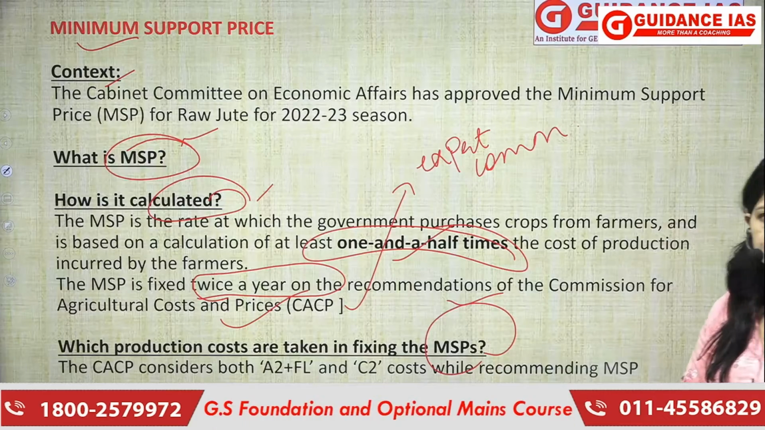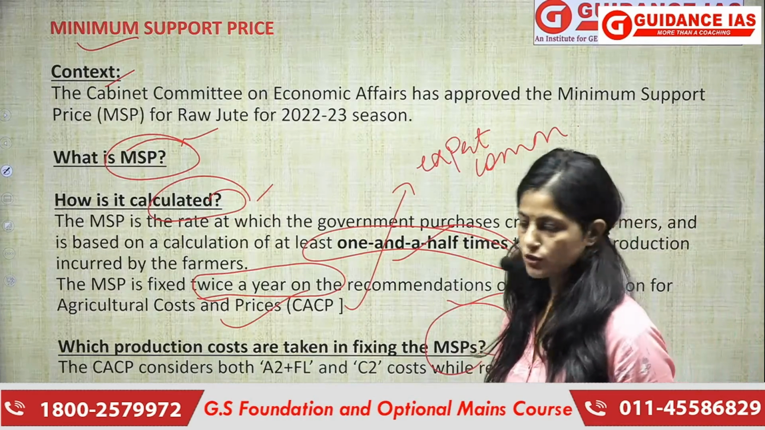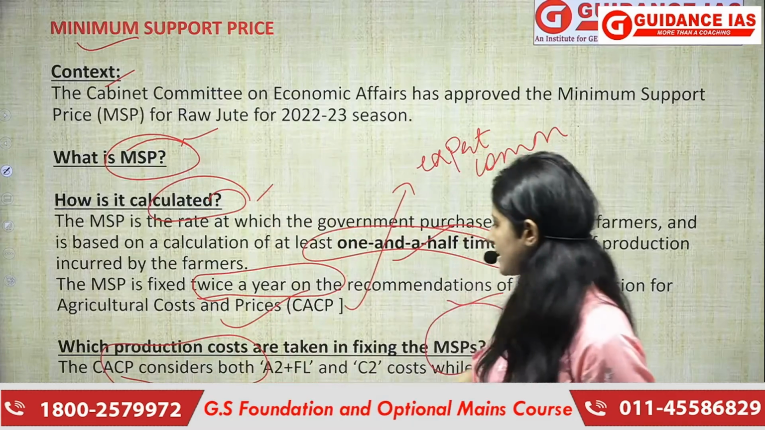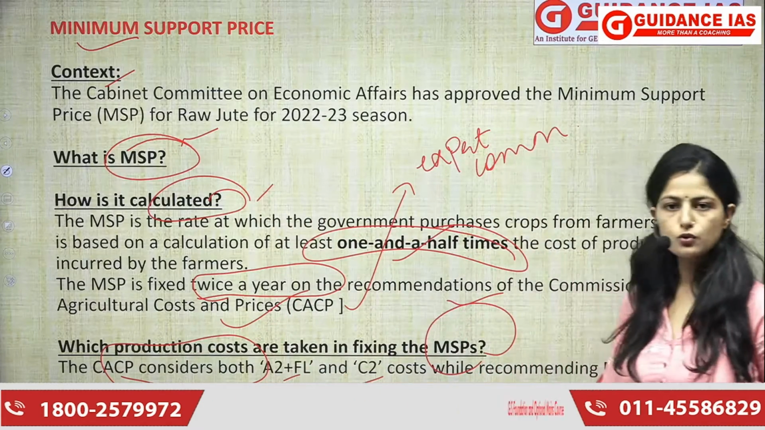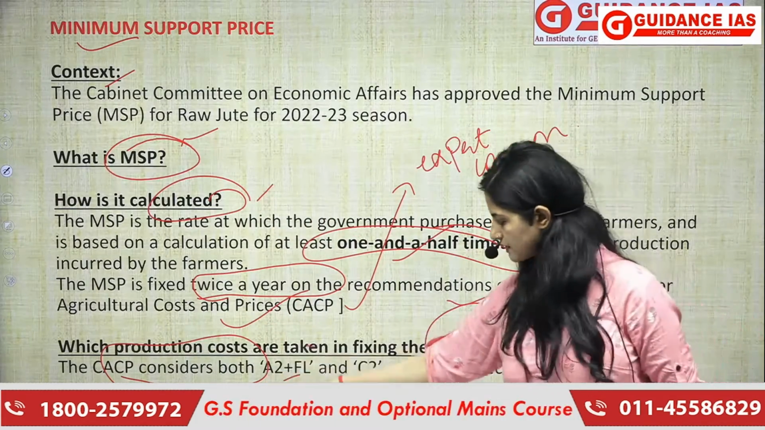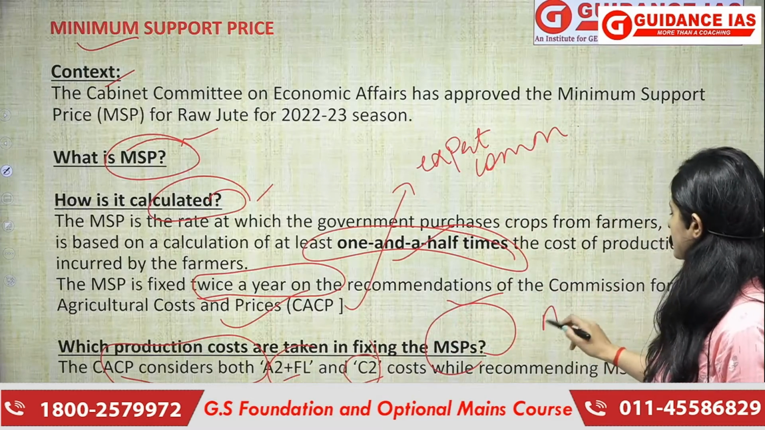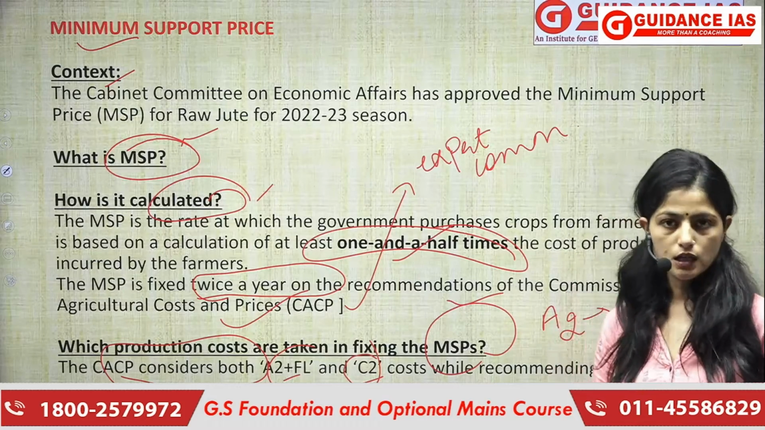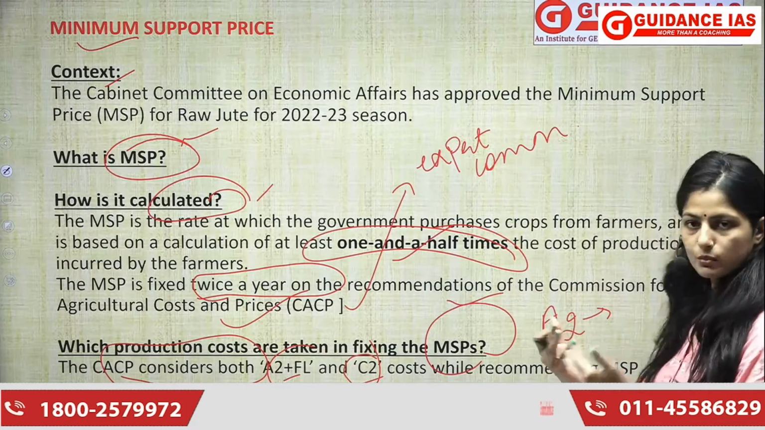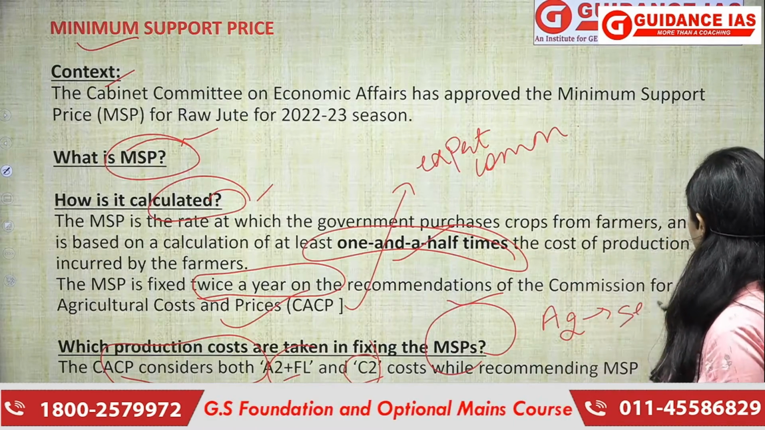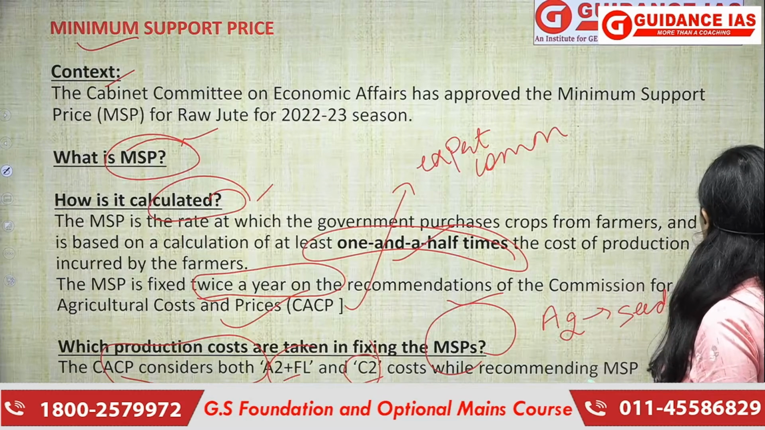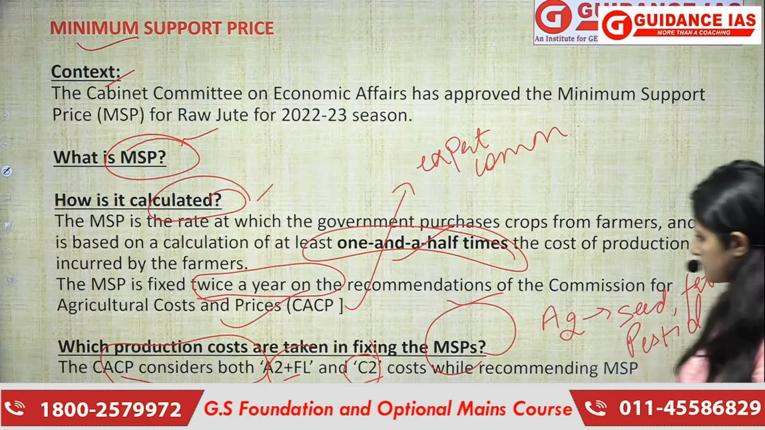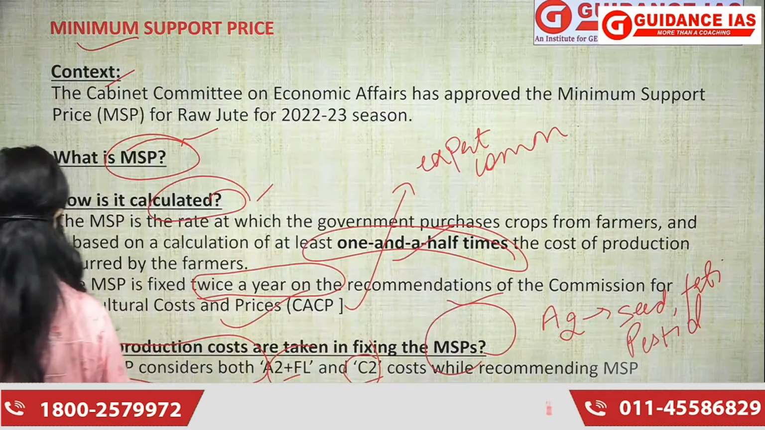Now, which production cost are taken when we fix MSP? जब हम MSP decide करते हैं, कौन से production cost को लिया जाता है? So here CACP ने जो consider किया है, that is A2 plus FL and C2. Now you must be wondering what this A2 plus FL and C2 is. So A2 basically है कि whatever cost a farmer has incurred while purchasing his seeds, fertilizers, pesticides. ठीक है, let me just take you to the black screen.